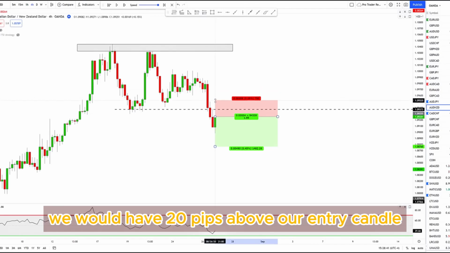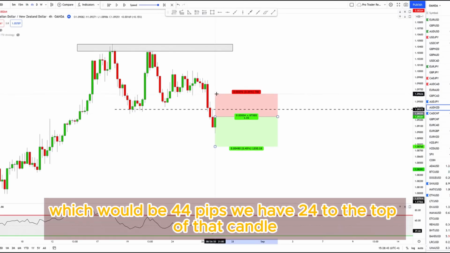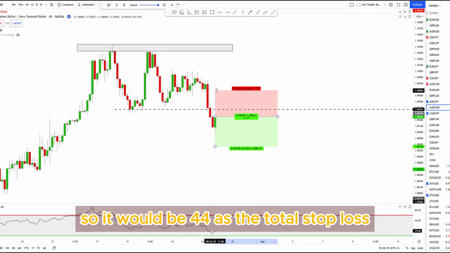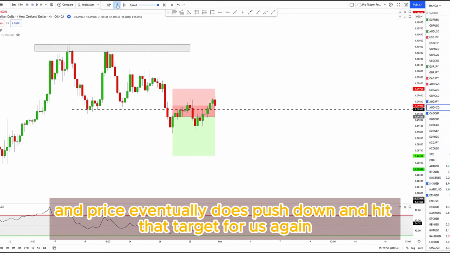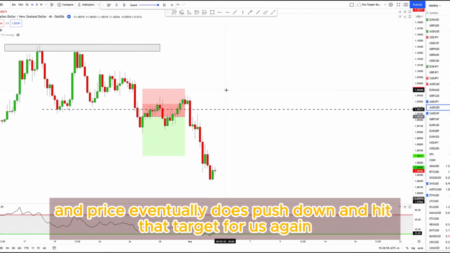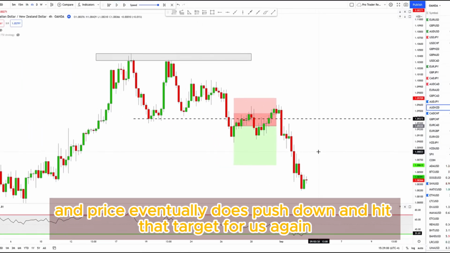We would have 20 pips above our entry candle, which would be 44 pips. We have 24 to the top of that candle, so it would be 44 as the total stop loss. We would then have a 1.4 to 1 reward to risk ratio. Click play, and price eventually does push down and hit that target for us.